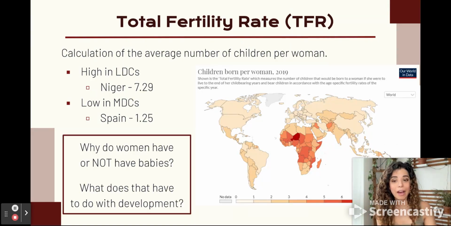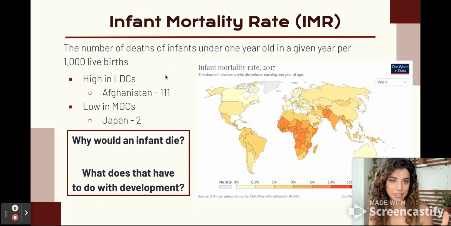So why do women have or not have babies? And what does that have to do with development? This was something that we definitely went over during population, and we see how that relates back to some of the social infrastructure and development that's offered in these countries.